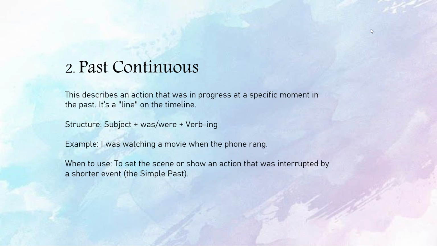Now the past continuous. This describes an action that was in progress at a specific moment in the past. The structure is subject plus was or were, showing that it was the past, plus verb plus ing, showing that it was happening. I was doing that, or that action was actually happening. You use this to set the scene or to show an action that was interrupted by a shorter event. That shorter event could be the simple past tense.